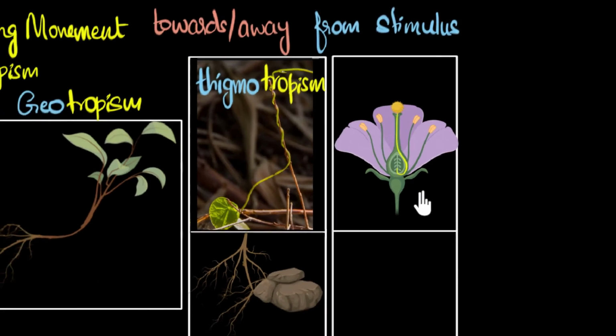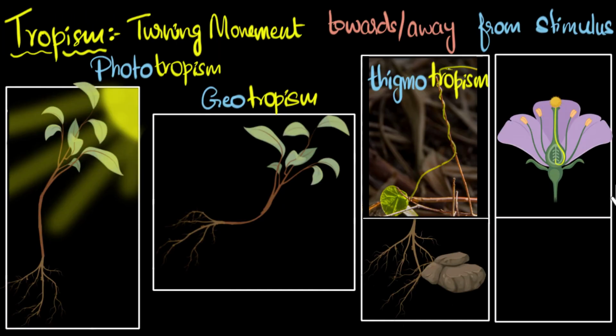All right, so let's zoom back. Can you see this movement of the pollen tube towards the ovary is also a tropic movement? It is a turning movement, and it is moving towards the stimulus in this case. What do you think is the stimulus? The stimulus was some chemicals released over here.